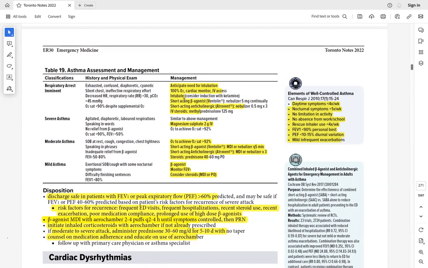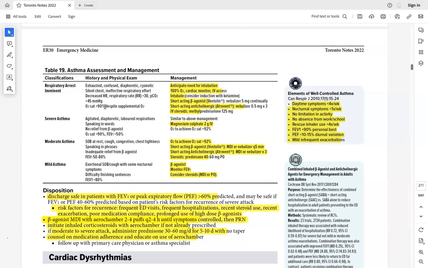Along with intubation, we will start the patient on short-acting beta agonists, anticholinergics, and IV steroids. Methylprednisolone is given IV, okay? These are steroids. Methylprednisolone is always given IV and prednisone is given orally. This is the difference between the two. So remember, what are the different types of asthma? Respiratory arrest, imminent.